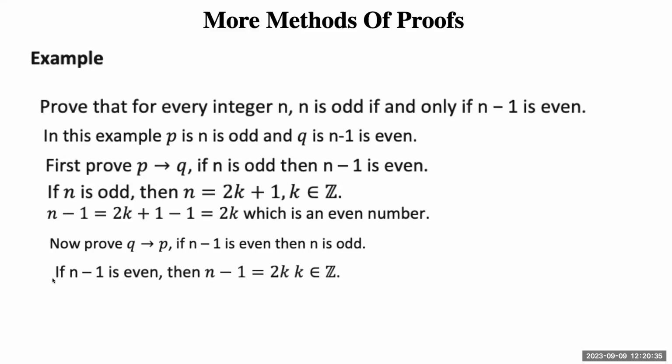Direct proof again. If n minus 1 is even, then n minus 1 can be written as 2k. And then all I got to do is add 1 to both sides. Now n is 2k plus 1. And that's our definition of an odd number.